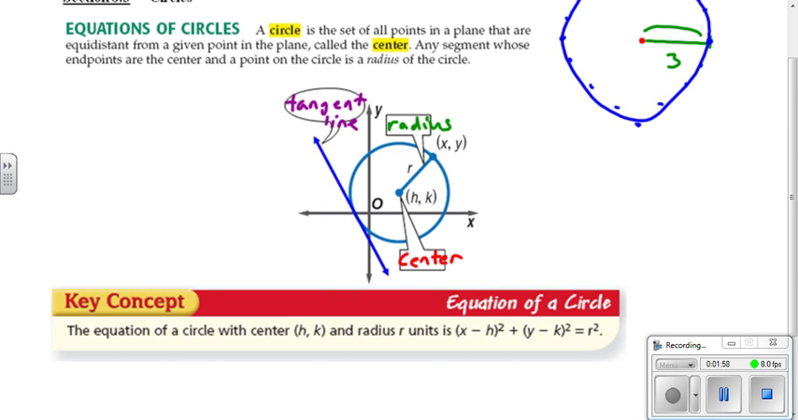Now there are obviously other tangent lines. There could be one over here that touches it right here once, or there could be one right here, touches it right there. Those are also tangent lines, but they can only touch the circle at one point.